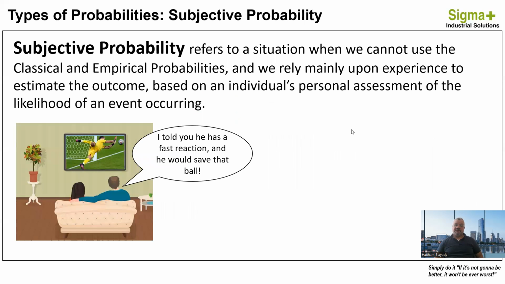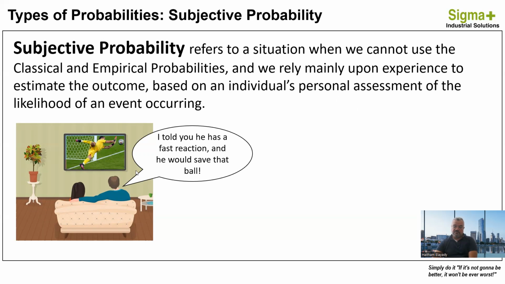The third type of probability is known as subjective probability. That refers to the situation when you don't have any information, either about the possible outcomes, or about the history log of frequency of occurrence. In that situation, we rely upon our experience, because we cannot use classical or empirical probabilities. We rely mainly upon experience to estimate the outcome, based on the individual's personal assessment of the likelihood of an event occurring.